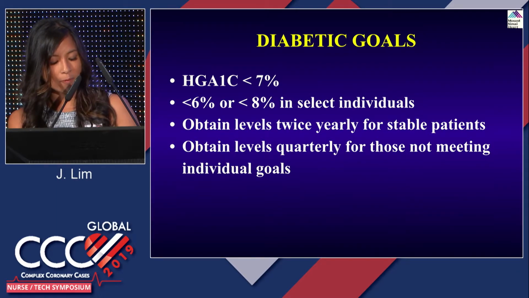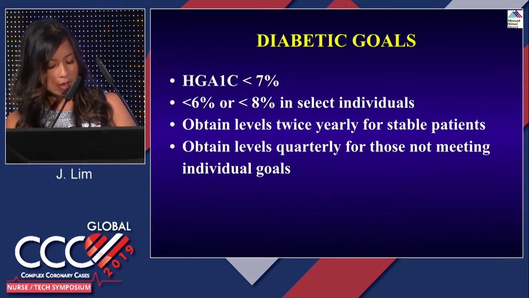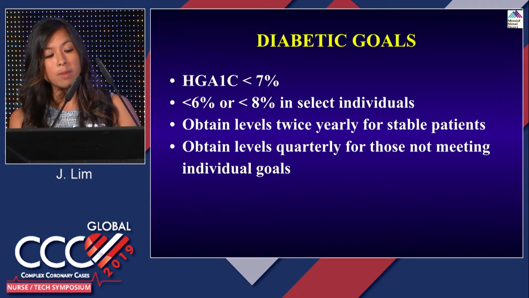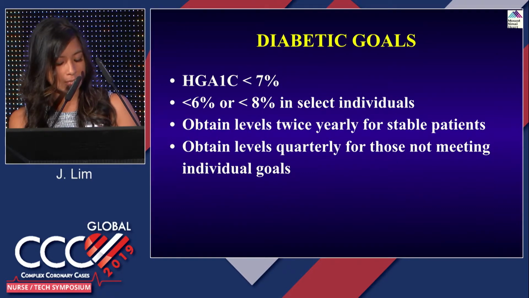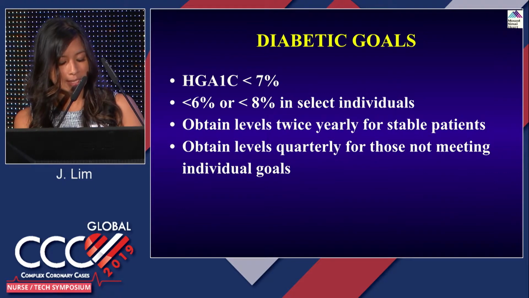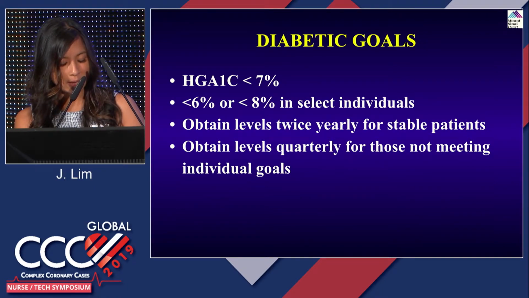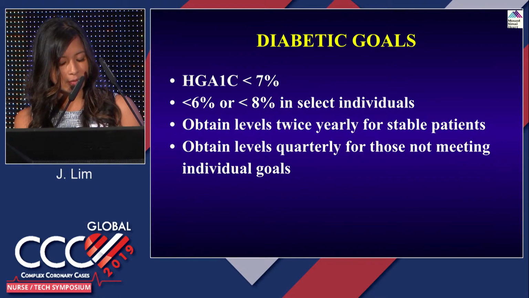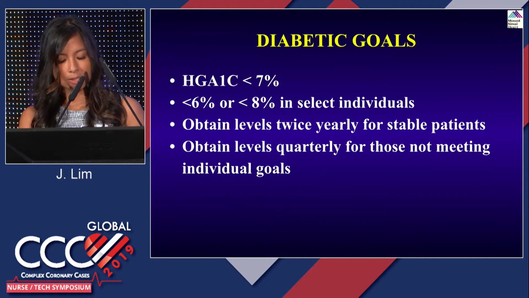Generally, we aim for a hemoglobin A1C of less than 7, but there could be more stringent goals, less than 6% for individual patients, or less stringent, less than 8%, could also be appropriate for elderly patients, patients with severe hypoglycemia, limited life expectancies, and individuals with comorbid conditions.